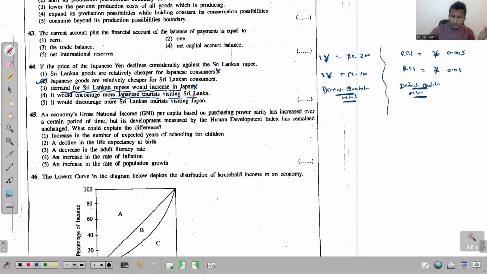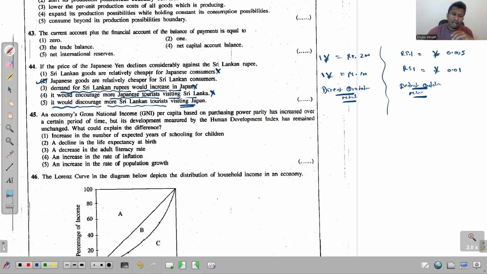Now let's think that they come to Sri Lanka and purchase a product for one rupee. If they had come to Sri Lanka last year and purchased this at the same store, they only needed to pay 0.005. But if they come this year to purchase that same thing, they will have to pay a higher amount. So what happens is that their coming is reduced a little. It will not increase. Right, the fifth one, it would discourage more Sri Lankan tourists visiting Japan.